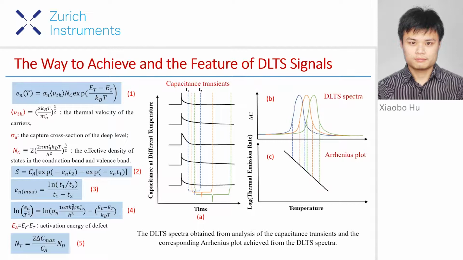After obtaining the temperature at which the extremes appear in different time rate windows, it can be used for fitting to obtain the Arrhenius curve. And from the slope and the intercept of this curve, the activation energy and the capture cross-section can be derived respectively. And further, the trap concentration NT could also be assessed with the help of equation 5.